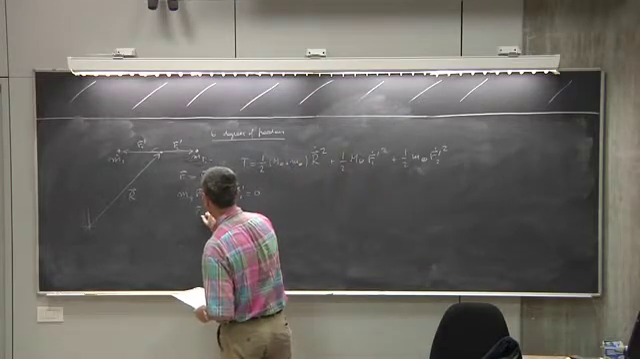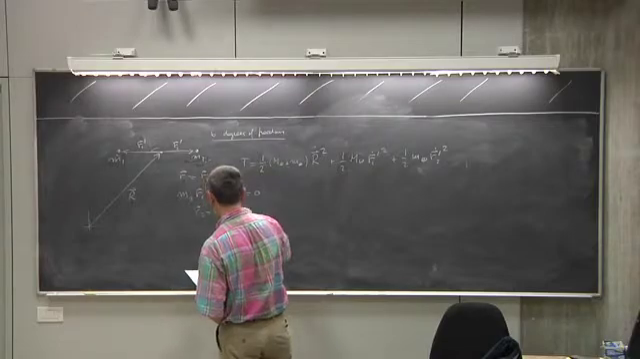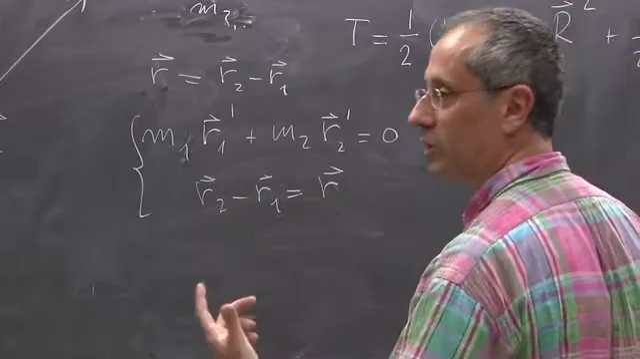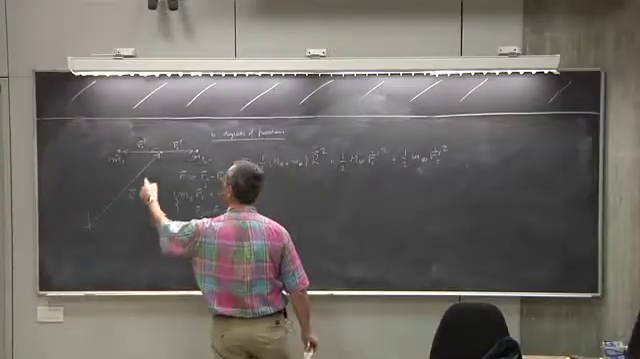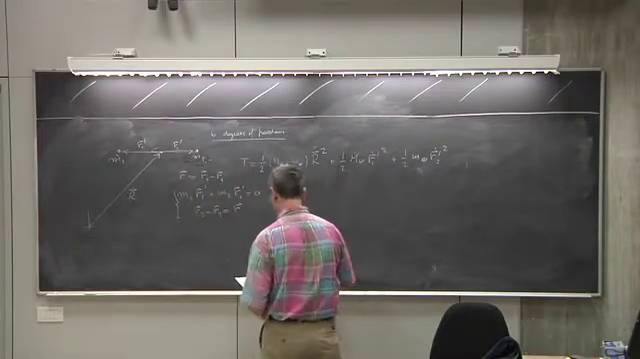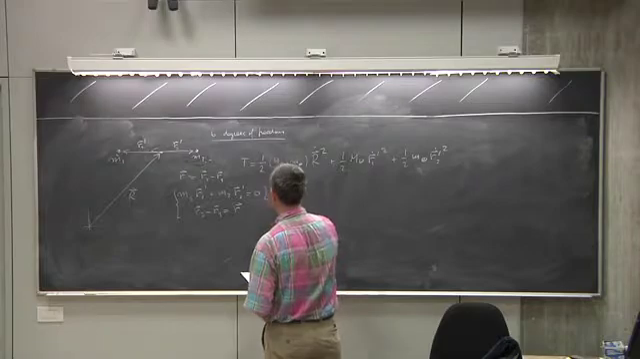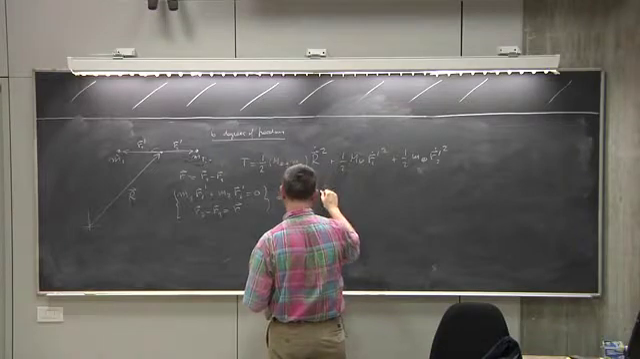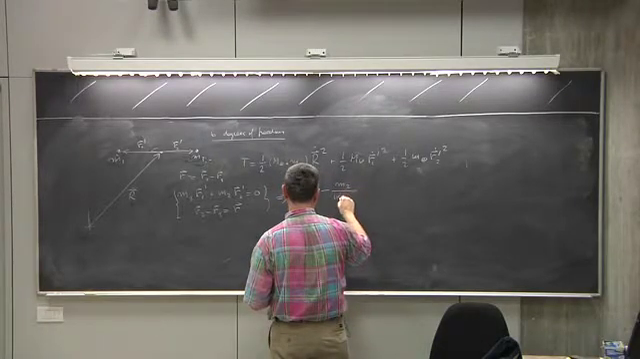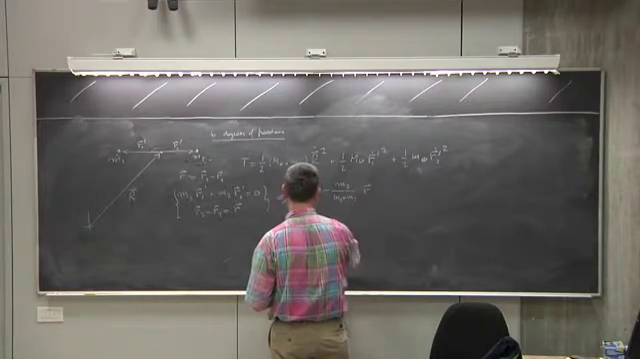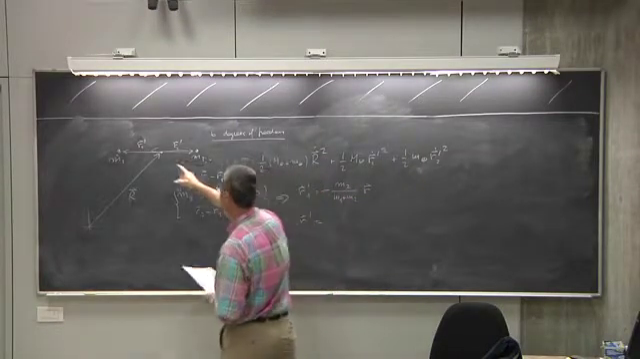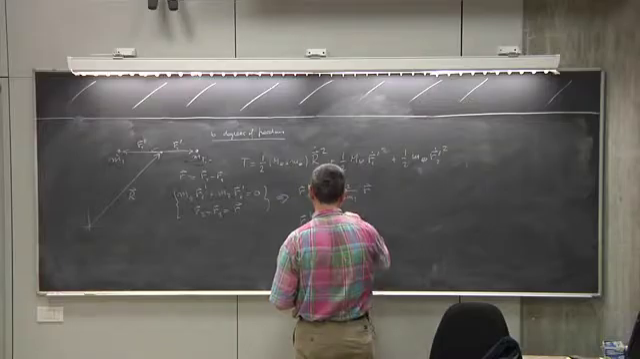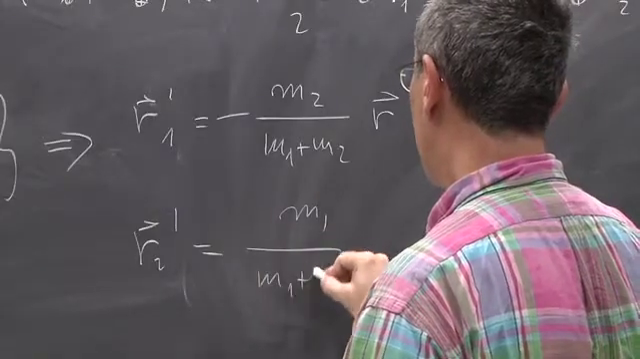And at the same time, I have R2 minus R1 is equal to little r. So this way, I can go to my generalized coordinates, if you wish, that are big R and little r, right? Because if you solve this system, I give you the answer: r1 prime is minus m2 over m1 plus m2 times r, and r2 prime, the distance of the Earth from the center of the mass, is m1 over m1 plus m2 times r.